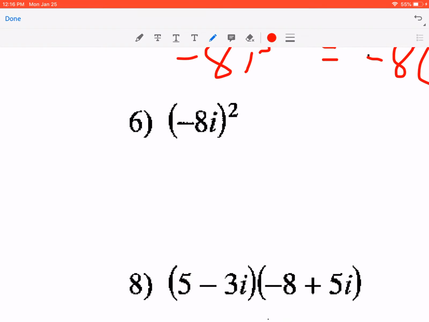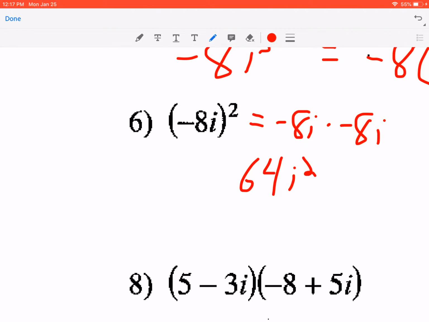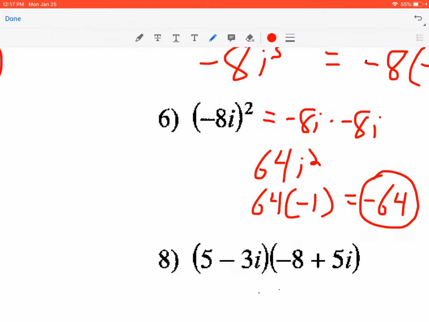Number 6, -8i squared. There's one like this on the notes. That's -8i times -8i. -8 times -8 is 64. i times i is i squared, but if i squared is -1, then isn't the answer just -64? Best you can do. Okay?